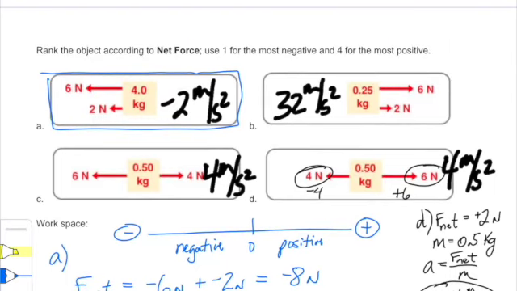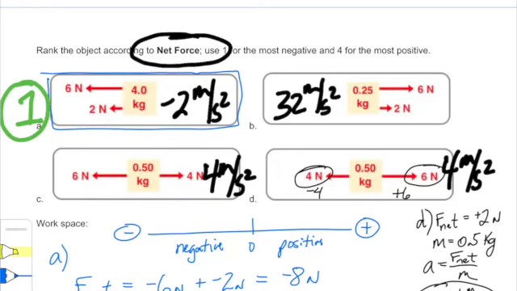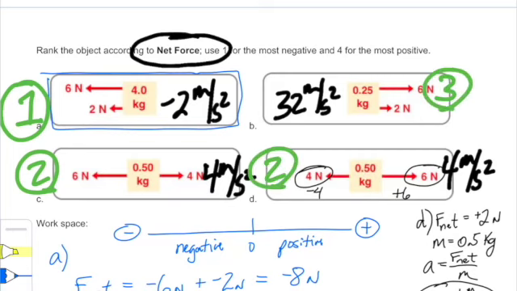So the question says, rank them in order of net force. If I rank them in order of net force from the most negative to the most positive, my most negative is A, so this would be 1, and then 2 and 2, because those are the same, and then this would be 3. That would be for acceleration, sorry.